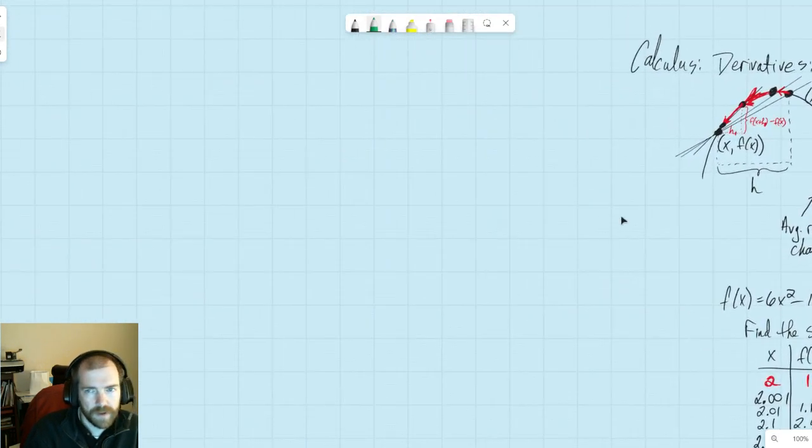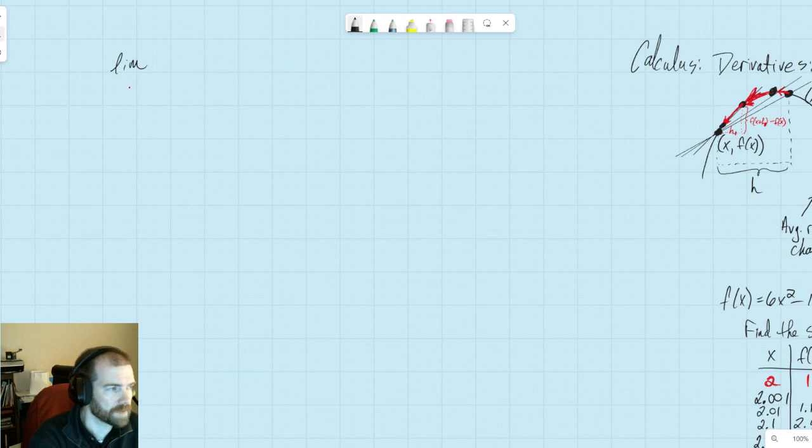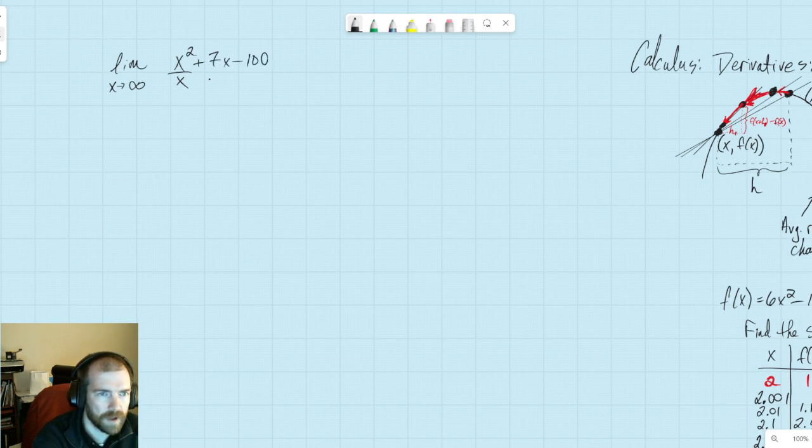Yep. So parametric equations. Real quick. Before we get too far, this was really touching on the concept of limits. If we get something like this, or in fact, we can be much more interesting about this and say, let's say this is x squared plus 7x minus 100 over x squared minus 20x plus 2.